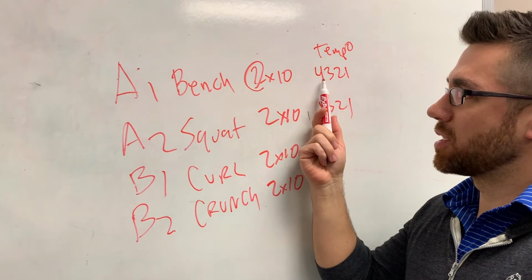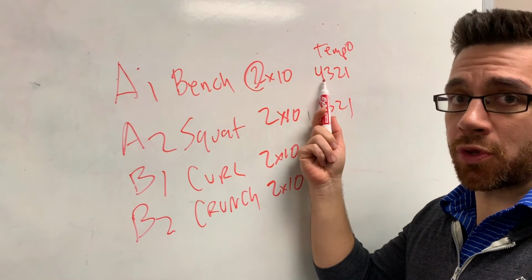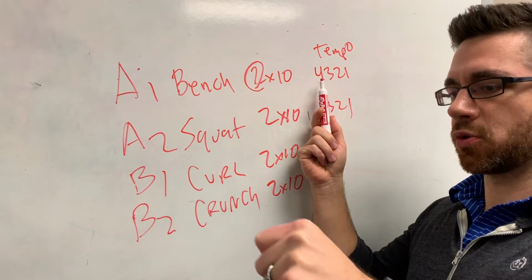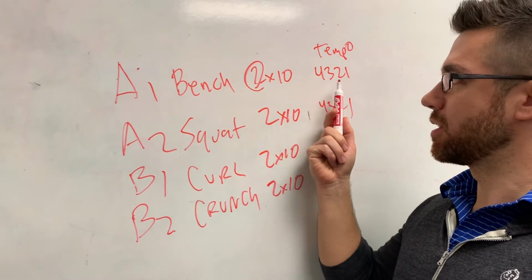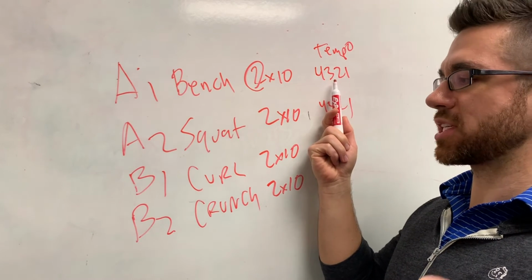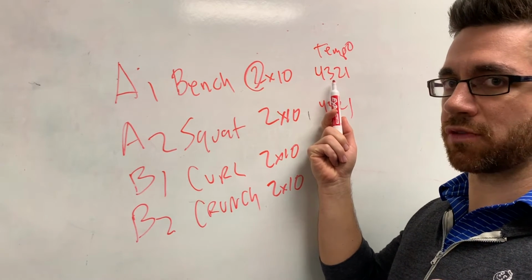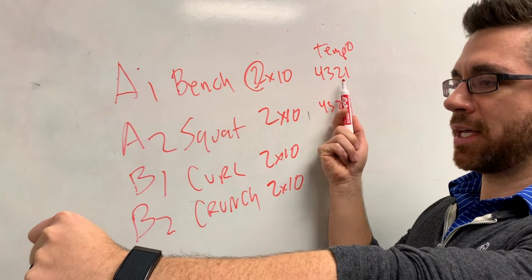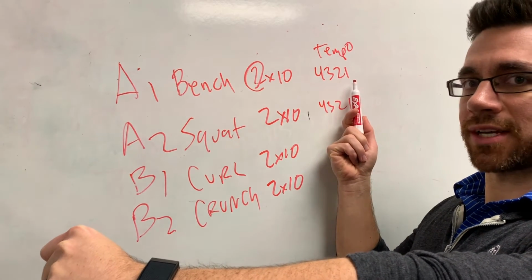This tempo basically means you're going to take 4 seconds to lower the weight down. So in a bench press, you're going to start in this position. You're going to take 4 seconds to lower it all the way down to your chest. The next number is you're going to take 3 seconds to hold in your bottom position where you feel strong and tight. You'll take 2 seconds to press it away from you, and then you're going to hold it away from you for 1 second.